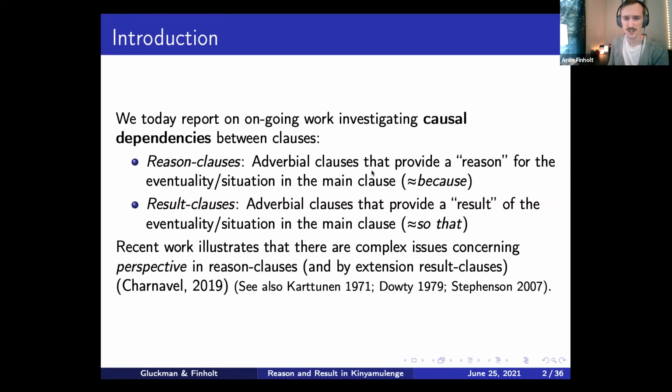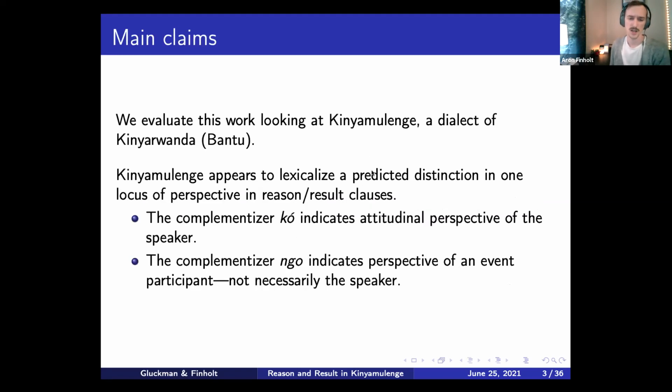In English, again, introduced by something like so that. Right? And the reason why we investigate these sorts of causal dependencies is because recent work has shown that there are a range of complex issues, specifically concerning perspective in both reason and result clauses, something which is fundamental to Charneval's work, which we'll discuss a bit more later on. So we specifically investigate this issue of perspective in reason and result clauses in the Bantu language Kinyamulenge, which is a closely related language to or dialect of Kinyarwanda.